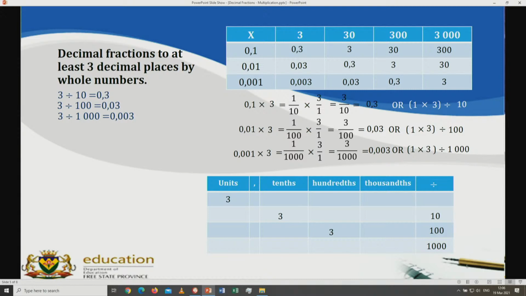Right, good. And then when we divide by 1000, what is happening? From here, it goes 1, 2, 3. Look at it. There it is. You see that 3? What is happening with it?